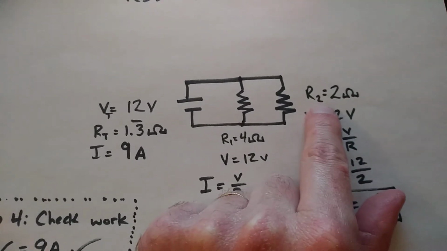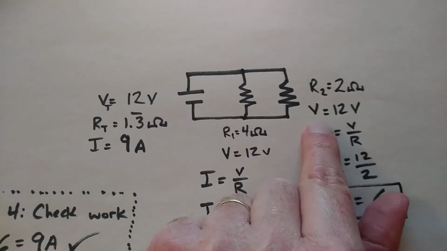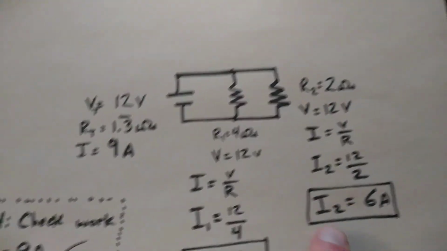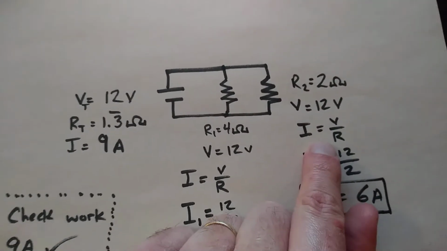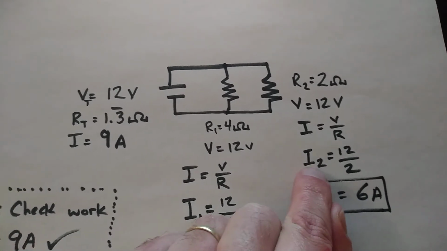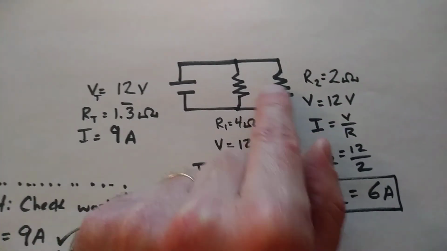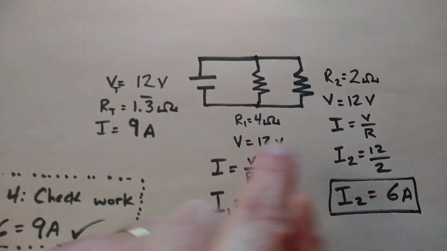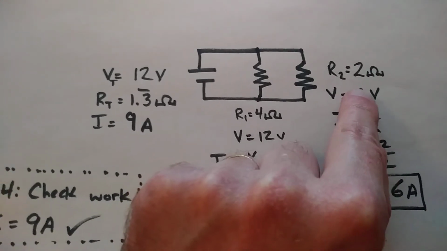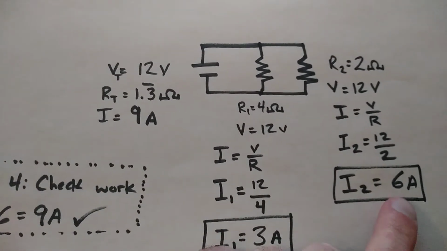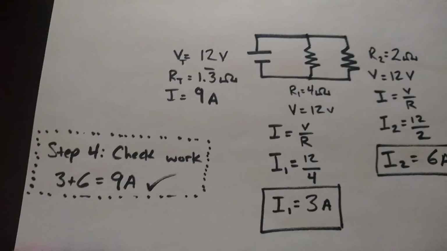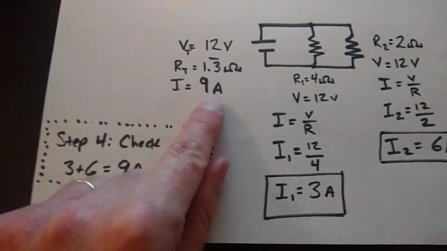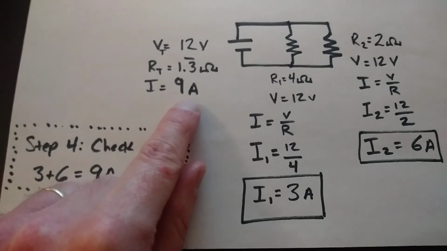Over here for resistor 2, this is a 2 ohm resistor. The voltage is the same as it is everywhere, because that's how parallel circuits work. Ohm's law says current equals voltage divided by resistance. So the current at resistor 2 at this location is going to be the 12 volts, because it's 12 volts everywhere, right? Divided by the 2 ohms, because this is a 2 ohm resistor. 12 divided by 2, 6 amps. Check our work. 3 plus 6 equals 9 amps. That's exactly what we started with. That's what we expect. We've done everything correctly.